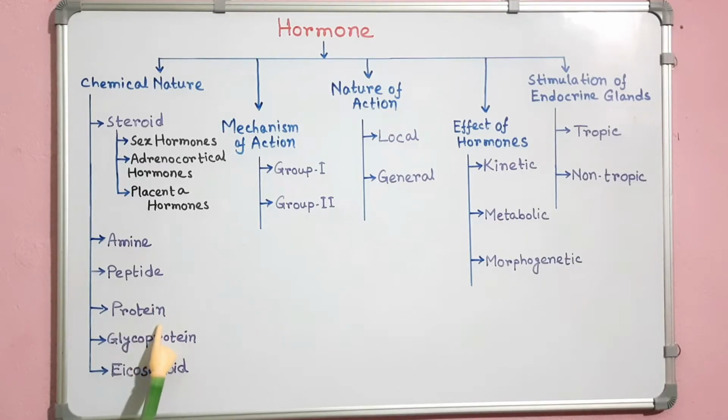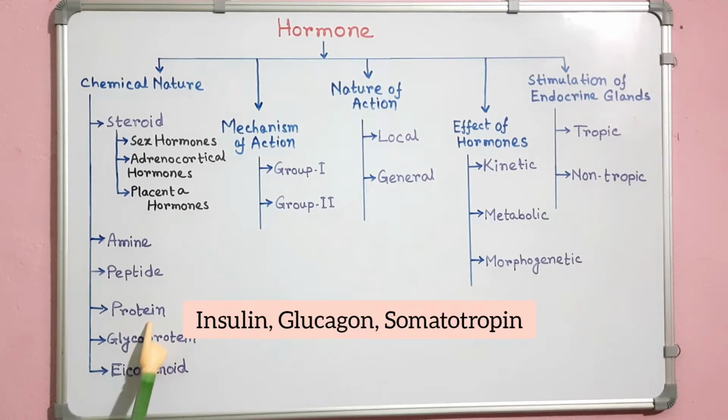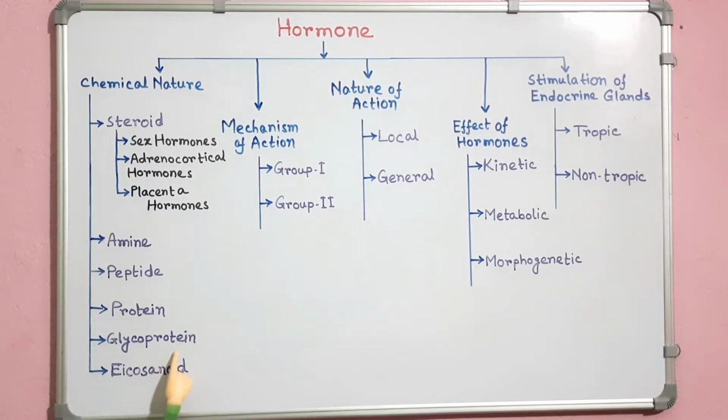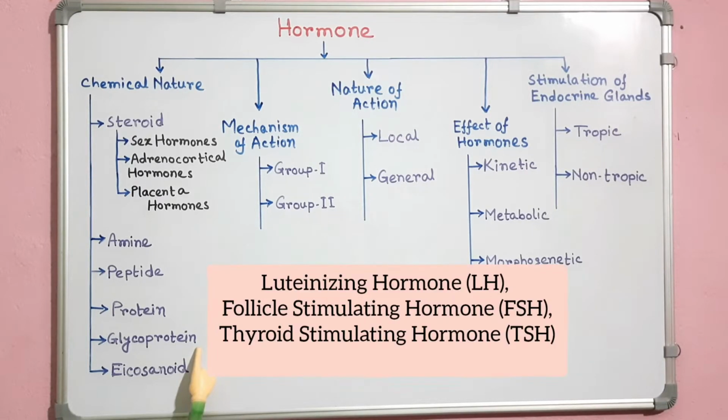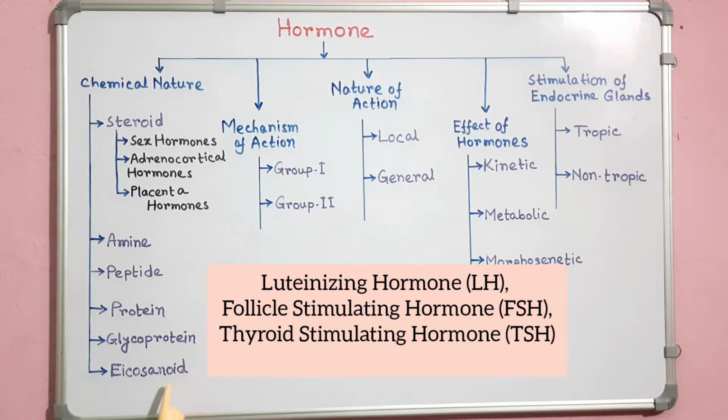Protein hormones are built up from a large number of amino acid residues. For example, insulin, glucagon, somatotropins, etc. Glycoprotein hormones are conjugated proteins bound to carbohydrates, which include galactose, mannose, fructose, etc. For example, luteinizing hormones, follicle stimulating hormones, thyroid stimulating hormones, etc.